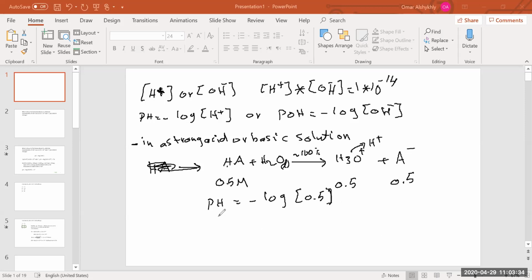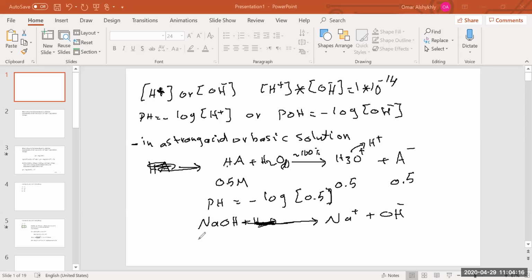Now let's look at a basic solution. If it's strong, let's say we have NaOH. NaOH in the presence of water will give you Na plus and OH minus. So they will dissociate. We will not write the H2O in the equation here. It will dissociate into the positive and negative ions.